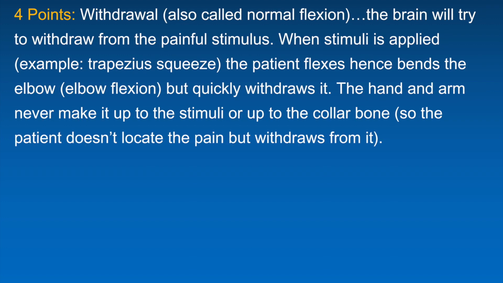4 points: withdrawal, also called normal flexion. The brain will try to withdraw from the painful stimulus. When a stimulus is applied, for example, trapezius squeeze, the patient flexes, hence bends the elbow, but quickly withdraws it. The hand and arm never make it up to the stimulus or up to the collarbone, so the patient doesn't locate the pain but withdraws from it.